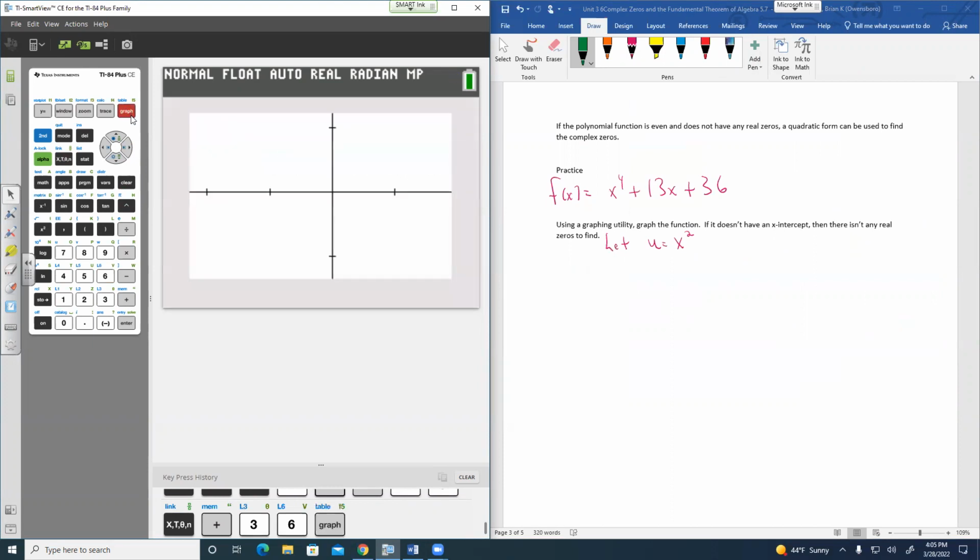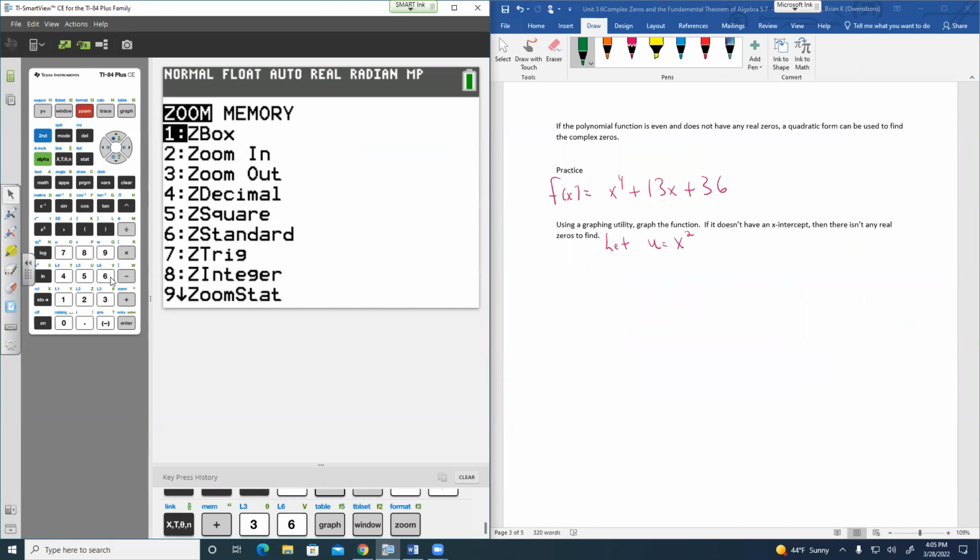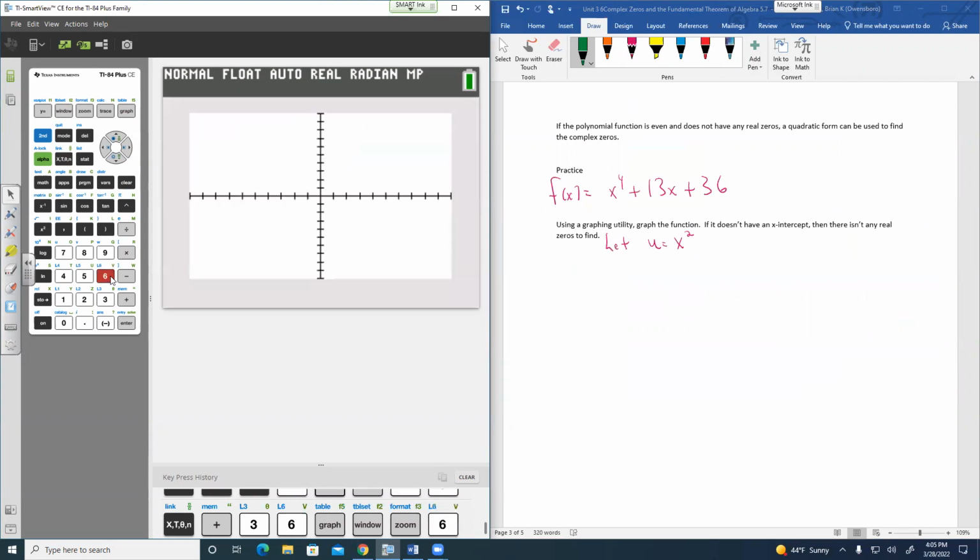If I hit the graph button, I don't see anything. Let's change my window. Notice how that's like all that. So let's go to zoom, and number 6 puts it to a normal window. I still don't see anything.